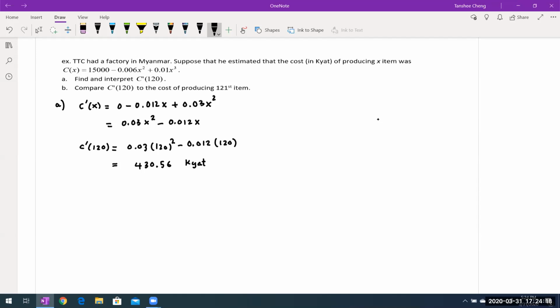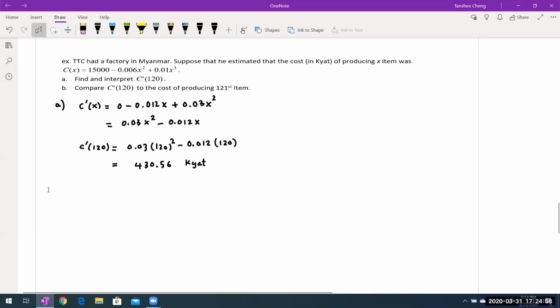Now, the interpretation part, what does that mean? So this C prime of X, the derivative of the cost function, is talking about the instantaneous rate of change of the cost. And very soon, I'm going to help you define, in business terms, what is called the marginal cost. We're going to define that later on. More interestingly, right now, what we are interested in is how to interpret C prime of 120.